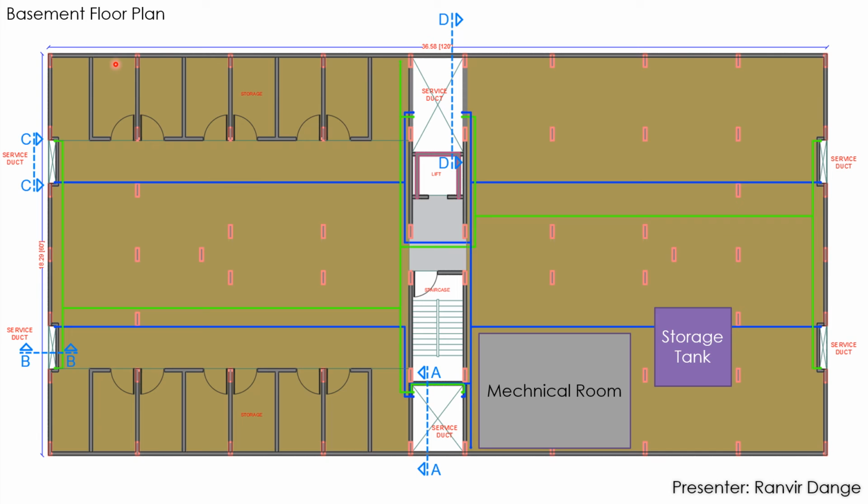Basement floor plan. This is a floor plan of the basement, and the green line is the wastewater line, and the blue line is the cold water line. The left side of the plan has storage compartments or storage rooms for each apartment. And the floor plan on the right shows a mechanical room, which contains the pumps, valves, filters, and any other instrumentation. It also indicates the location and approximate size of the storage tank.